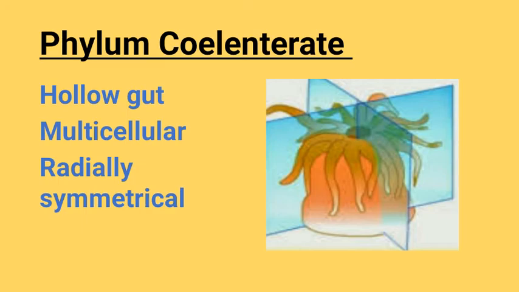First, we're going to discuss the general characteristics of Phylum Coelenterate. Phylum Coelenterate, as the word indicates, coelenterate means hollow gut. They are multicellular organisms and they are radially symmetrical. It means that their body can be divided into similar halves around the central axis. You can see here an example of sea anemone.